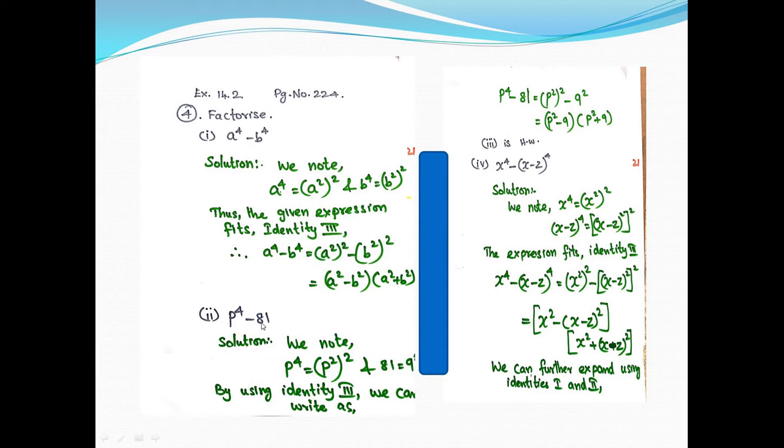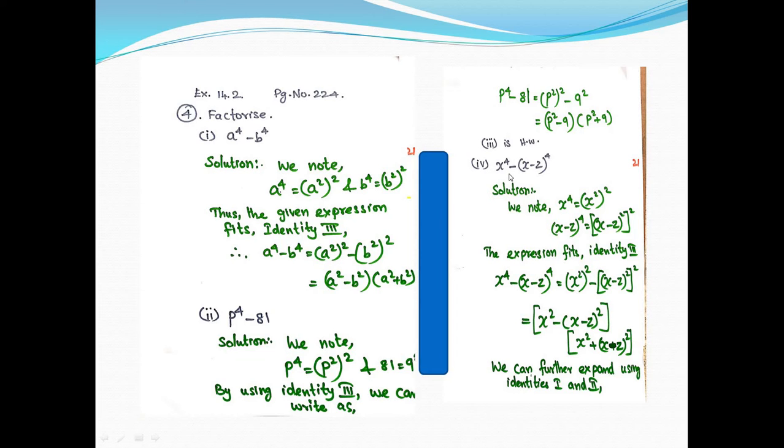Let us move to the next exercise. P to the power 4 minus 81. The solution. So in the solution, we note that P to the power 4 can be written as P square to the whole square. And 81 can be written as 9 square. By using the identity number 3, we can rewrite it as P to the power 4 minus 81 can be written as P square to the whole square minus 9 square. So by using identity 3, we can write the solution as P square minus 9 multiplied by P square plus 9. The subdivision number 3 is your homework. Let us move to the fourth one.